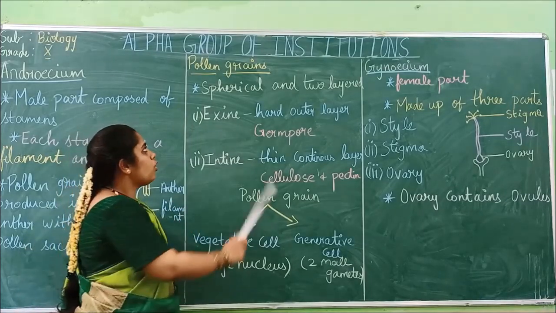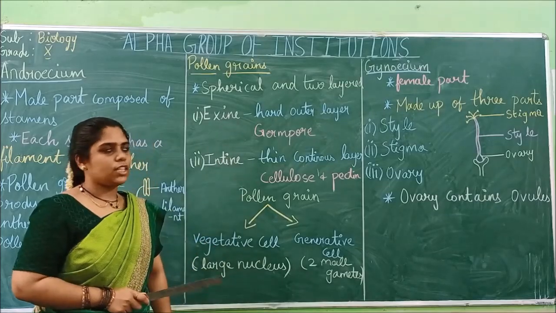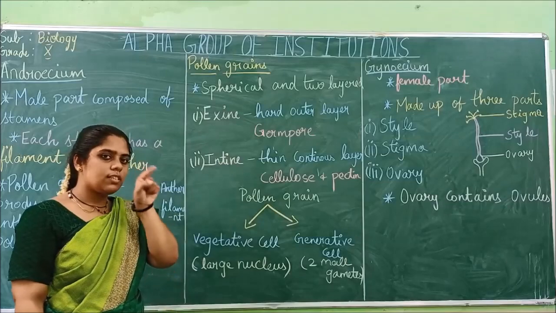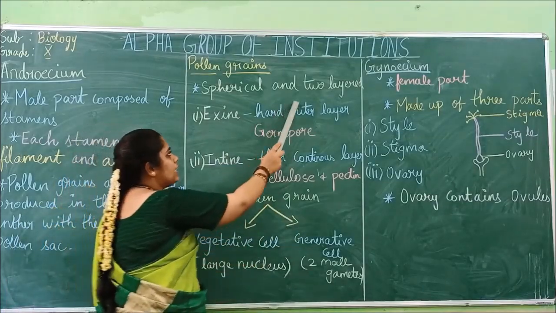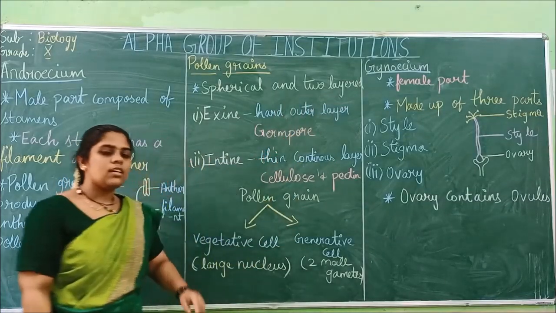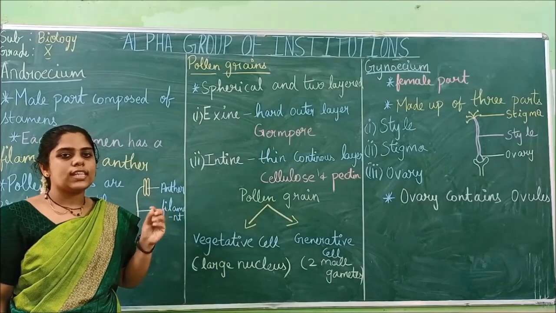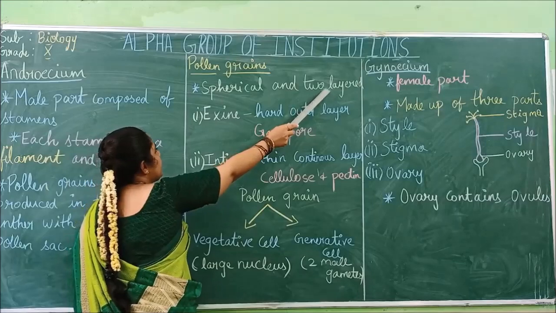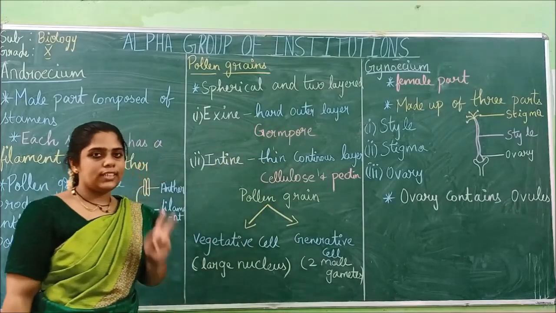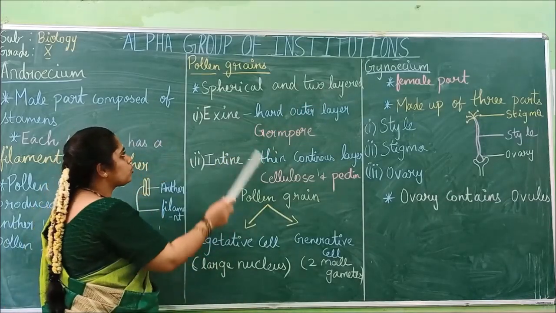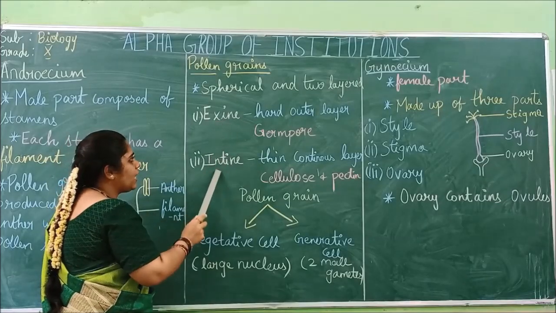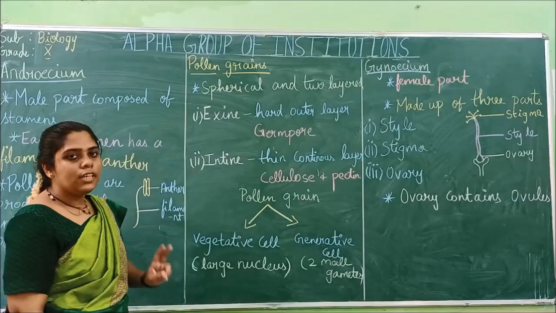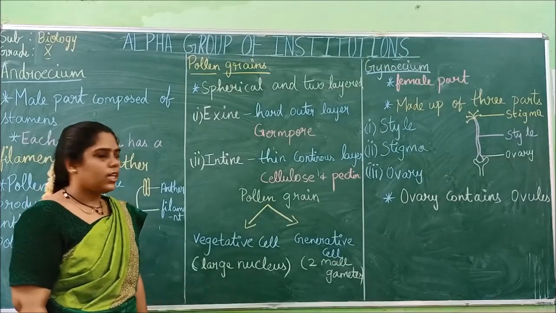By taking the cross section, we found out that it is spherical in shape, that is, round in shape, and it is covered with two layers. What are those two layers? Exine and intine. These are the two layers of pollen grains.